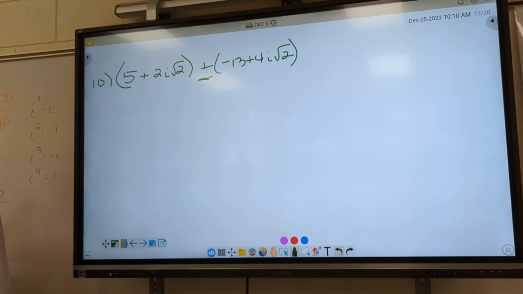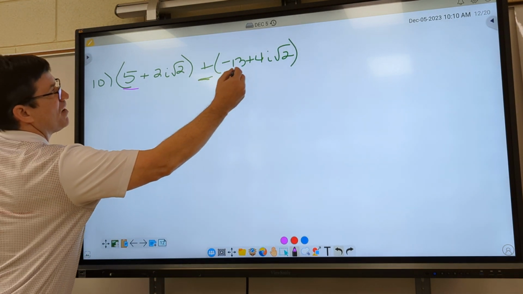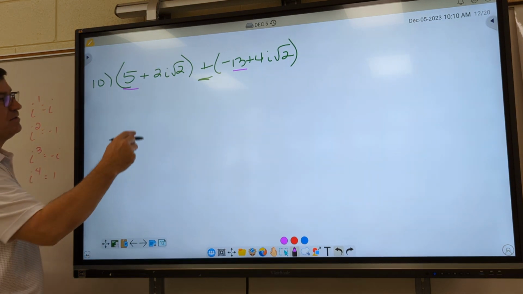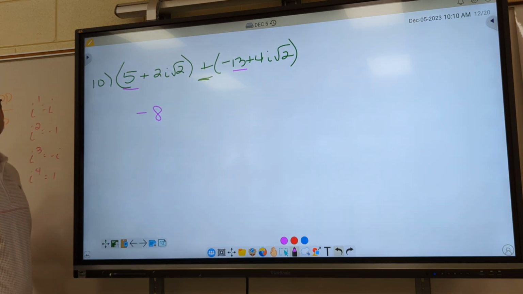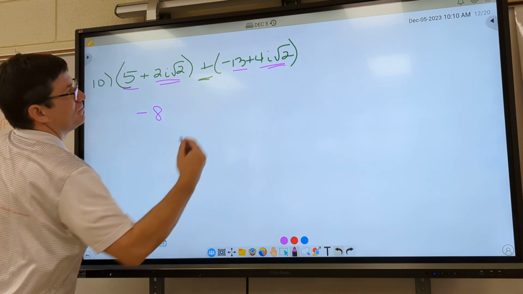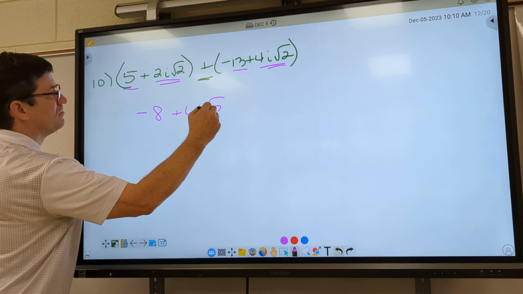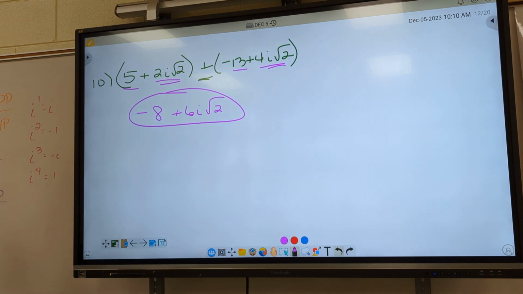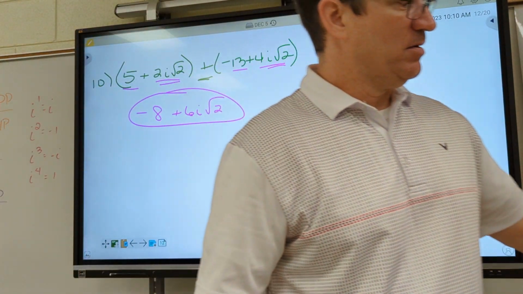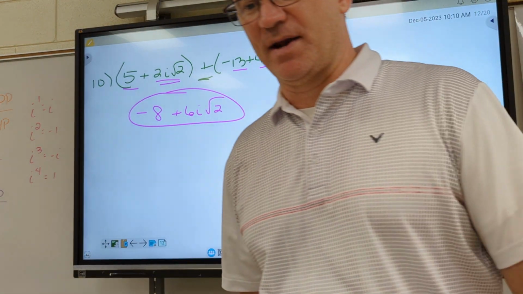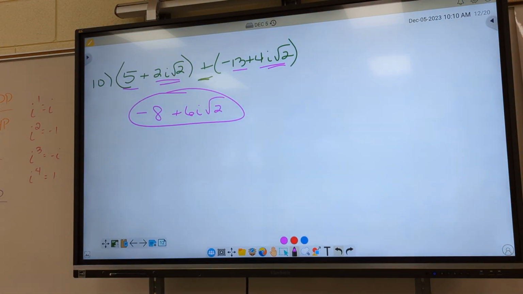Now let's combine like terms. Do y'all see anything up here that are like? 5 minus 13, same kind of numbers, right? That's -8. Okay, are these two numbers alike? Yes. So 2i plus 4i is 6i root 2. So that was kind of yucky, but it's not that hard. 11 and 12 are easy. All right, distribute first, combine like terms second on 11 and 12. You should be able to knock them out real quick.